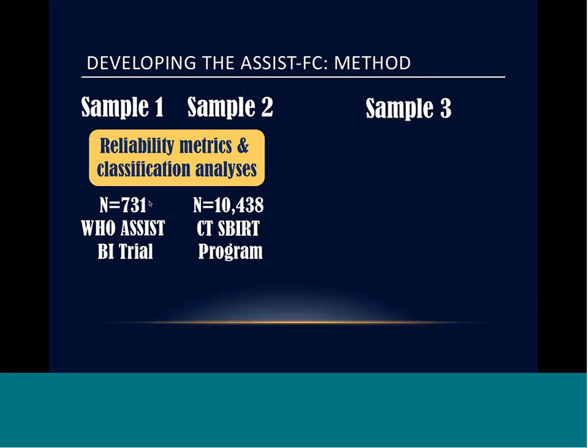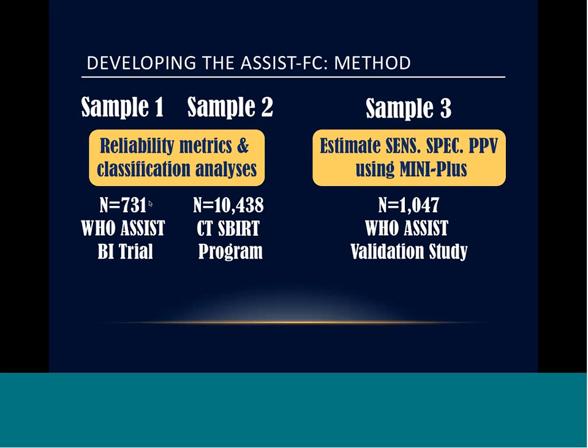10,438 medical patients who screened positive for 1 or more illicit substances in their lifetime and received SBIRT services as part of our Connecticut SBIRT program. The third sample was used to estimate sensitivity, specificity, and positive predictive value for the shortened ASSIST instrument using a structured diagnostic interview, the MINI Plus, which was included in that sample. And this data set was comprised of 1,047 patients from the phase 2 ASSIST validation study. And for those of you not familiar with the MINI Plus, it's a short structured diagnostic interview that assesses either the presence or absence of various psych disorders.